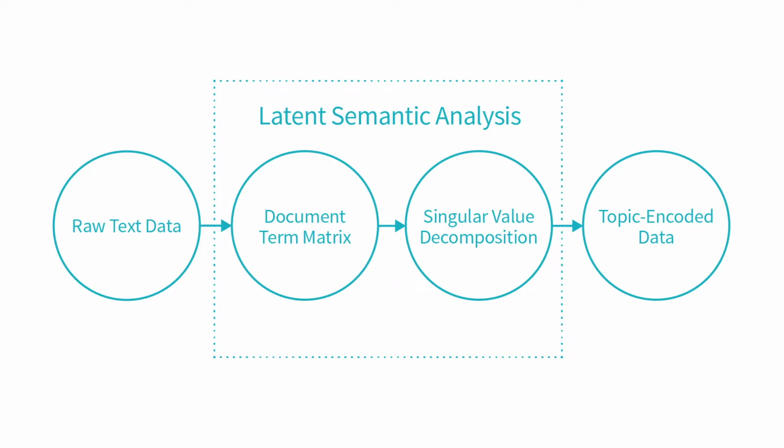The aim of latent semantic analysis is to create representations of the text data in terms of these topics or latent features. A side benefit of this is that we're going to be able to reduce the dimensionality of the original text-based dataset. As you can see in this diagram, latent semantic analysis consists of two steps. The first step is to generate a document term matrix, and the second step is to perform a singular value decomposition on that document term matrix.